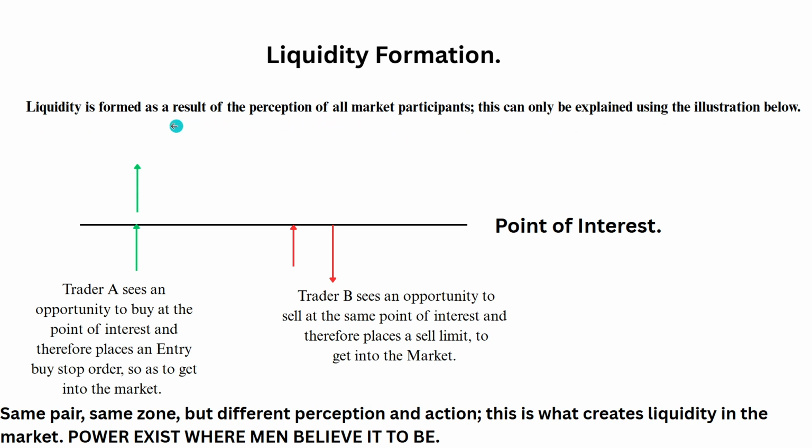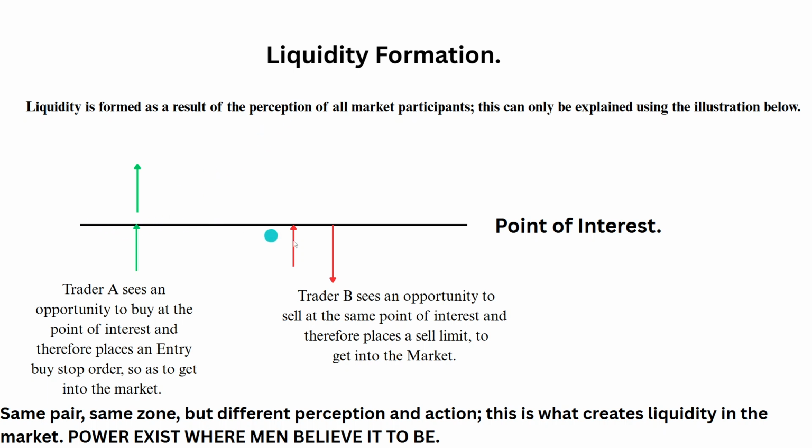All right, so liquidity formation. Liquidity is formed as a result of the perception of all market participants. This can only be explained using the illustration below. Now, what I mean by perception is everybody in the market is here for opportunity. Nobody comes to the market just because they feel like it. People came here to make profits. People came here to hedge. People came for a lot of reasons, but at the end of the day, it's always based on opportunity. So the perception of all market participants is what creates liquidity.